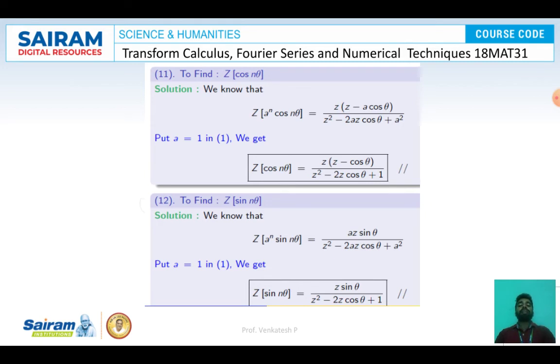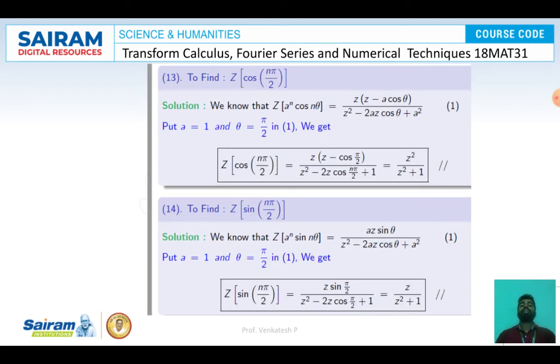Similarly, Z transform of sin n theta. To find this one, I am going to use the formula of Z transform of a^n sin n theta. This is given by a z sin theta divided by z square minus 2 a z cos theta plus a square. So replace a is equal to 1 in this equation. We will be getting Z transform of sin n theta is equal to z sin theta divided by z square minus 2z cos theta plus 1.